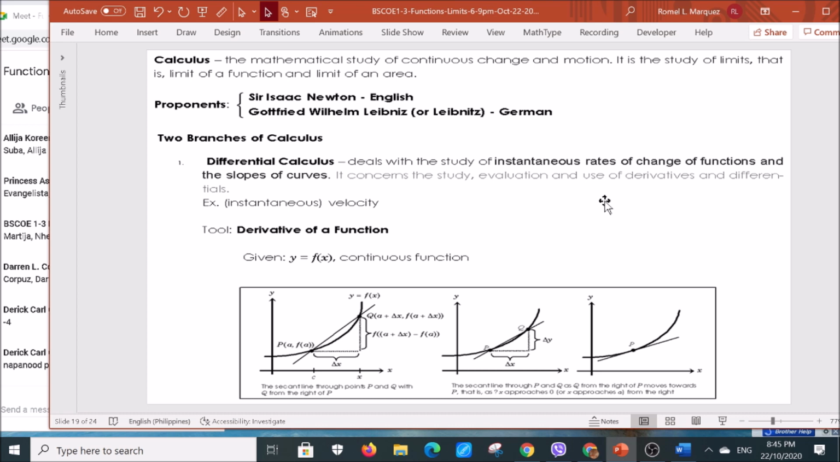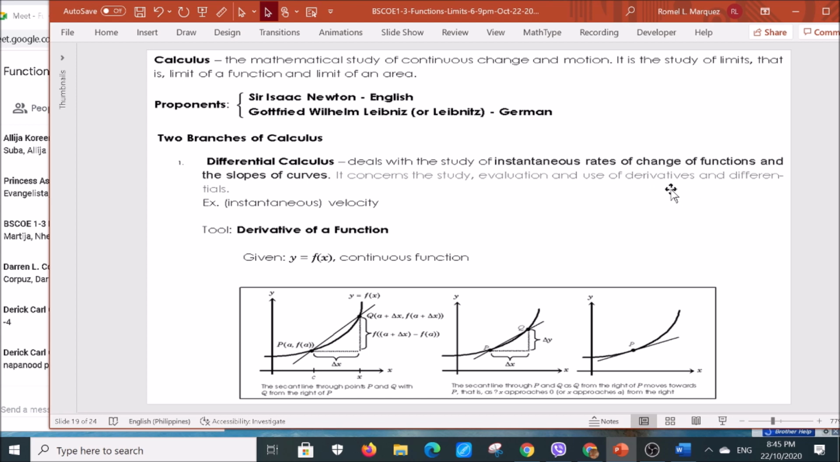So when you say differential calculus, we are talking about the instantaneous rate of change of functions and the slopes of curves. It concerns the study, evaluation, and use of derivatives and differentials. So what do we study in particular? Evaluation and use of derivatives and differentials. Meaning these are the quantities that we are going to compute, derivatives and differentials.